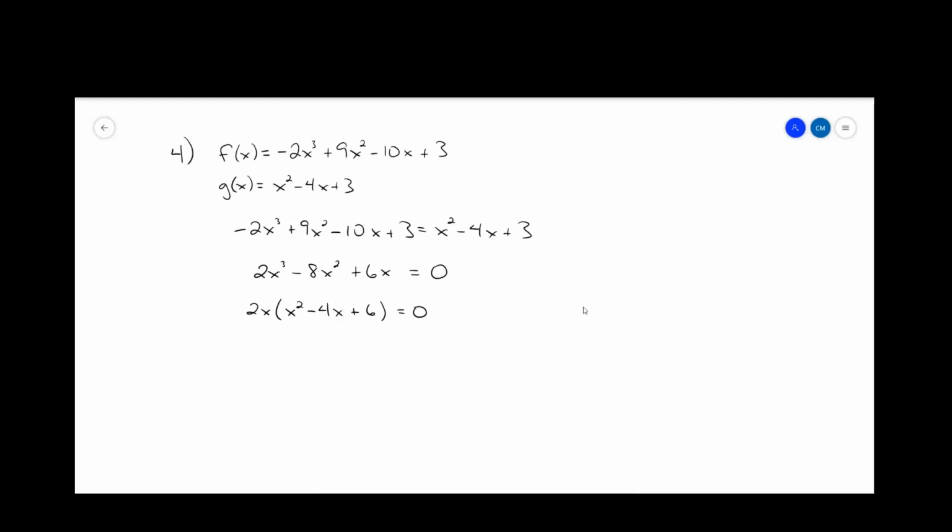Well, the 3's would have canceled, I think. Oh, plus 3. You're right. I'm sorry. Yes, you're right. Plus 3. Okay, perfect. So then we can factor that, and we can divide by 2 if we want to. So we get x, and we get x minus 3 and x minus 1. Right, so that gives us x equals 0, x equals 3, and x equals 1.